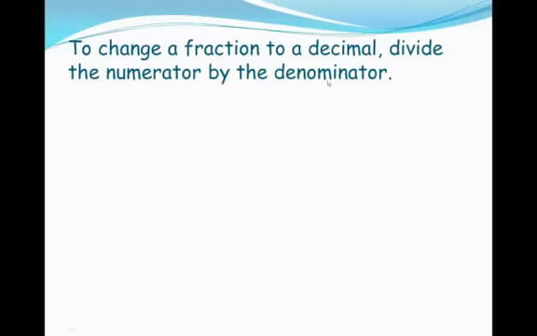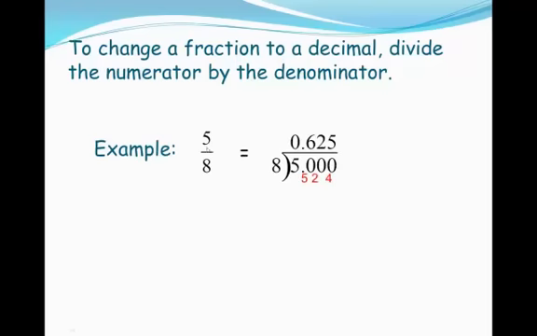Okay, so to change a fraction to a decimal, you divide the numerator by the denominator. So you would have learnt that in primary school. The numerator is the top number, the denominator is the bottom number. So you're dividing the numerator by the denominator. So 5 is here and 8 is here.